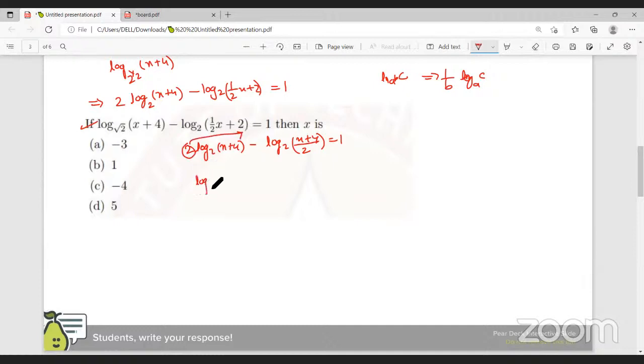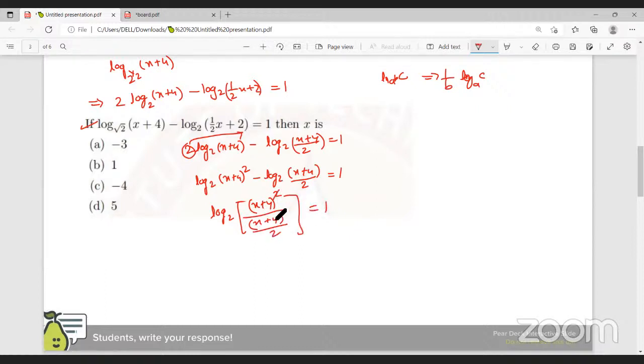Yes, what I will get is log of (2x + 4) whole square minus log of (2x + y by 4 by 2) equals 1. Now I can simply apply the property log of m by n equals log m minus log n. So if I do that, what will be the log of (2x + 4) square upon (x + 4 by 2)? Yes, it's equal to 1.